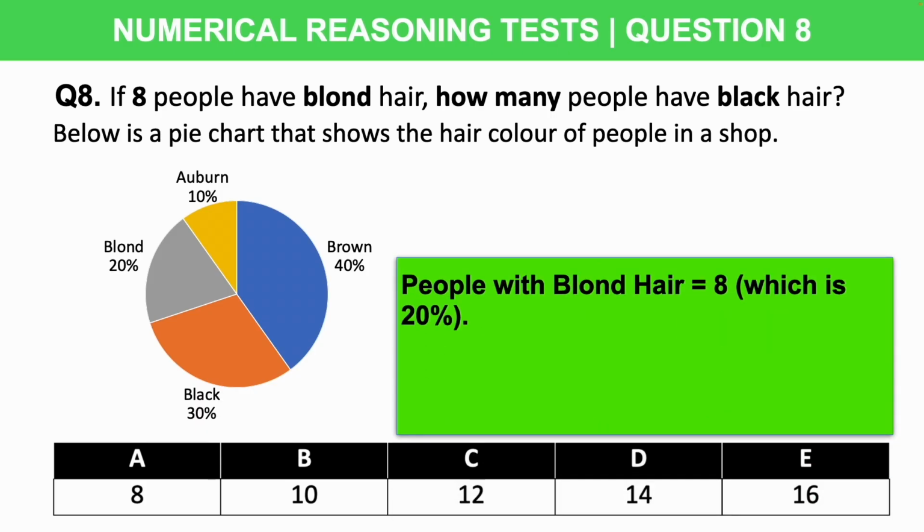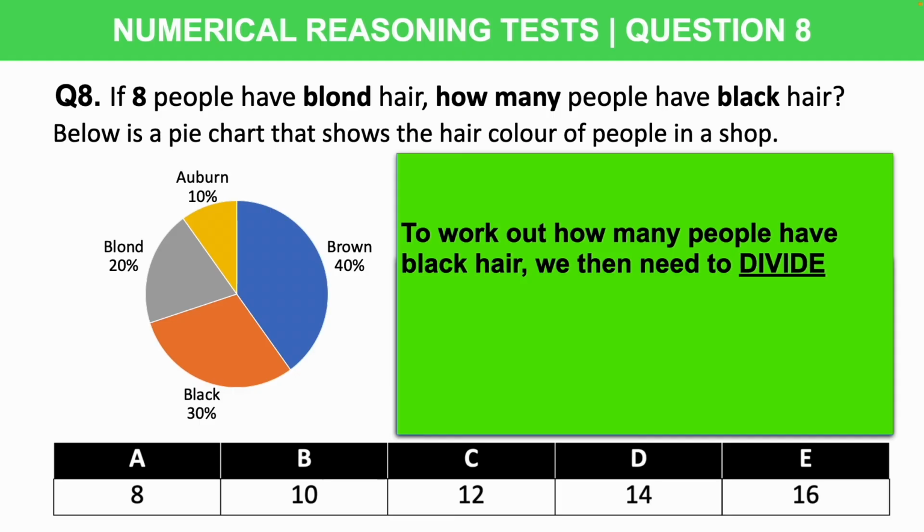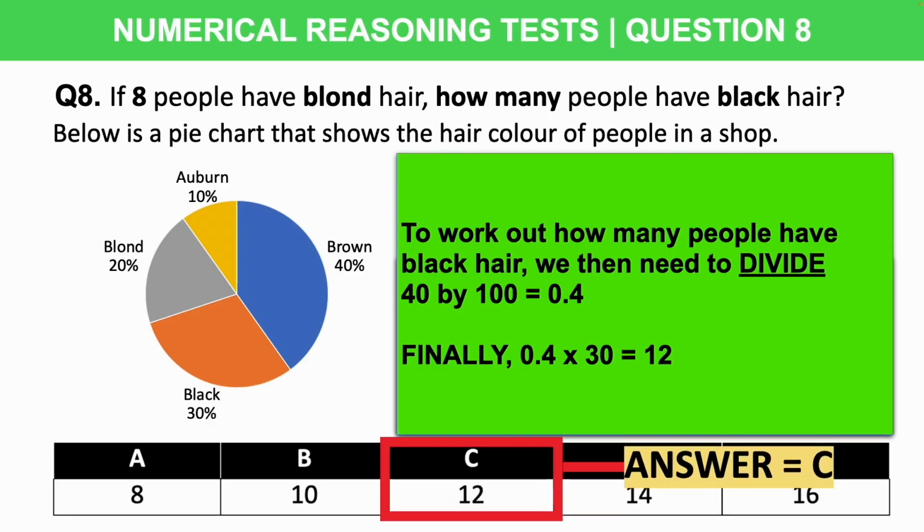So people with blonde hair equal 8, which we know is 20% because the pie chart shows it as 20% there. Therefore, we can multiply 8 by 5 to get the total amount of people, 100% of people. So 8 multiplied by 5 equals 40. Therefore, to work out how many people have black hair, we then divide 40 by 100, which gives us 0.4. Finally, 0.4 multiplied by 30 gives us 12. And we're multiplying it by 30 because the pie chart clearly shows 30% of people have black hair. So the correct answer option is C, 12.